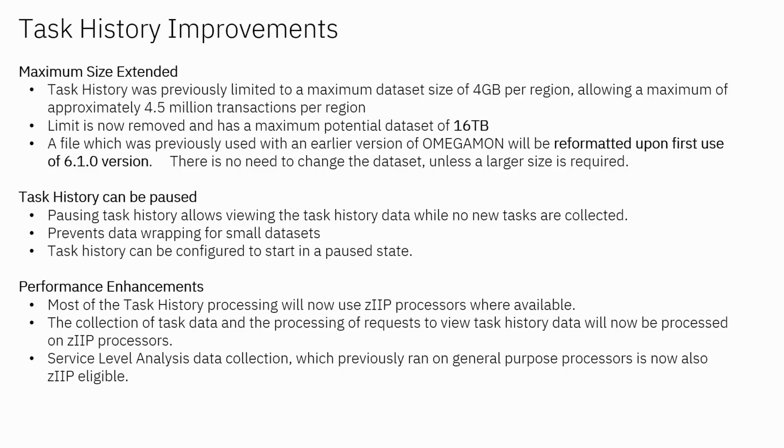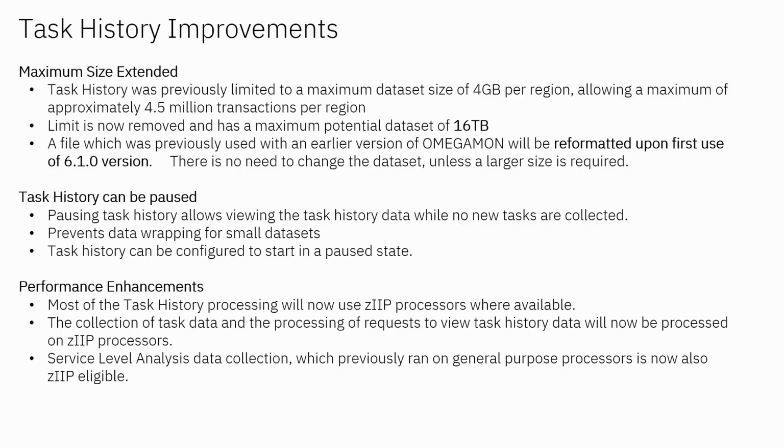So what we have done with 6.1 is remove that limitation, and now you can go up to a maximum potential dataset size of 16 terabytes, which gives you, you could do the maths in your head, if we're talking 4.5 million, I won't say billions, but definitely hundreds of millions of transactions per region. That's increased the overall capacity of your task history. So that's a win for our customers. We've managed to do that with the 6.1 agent.